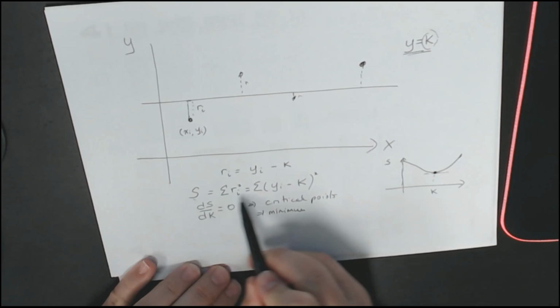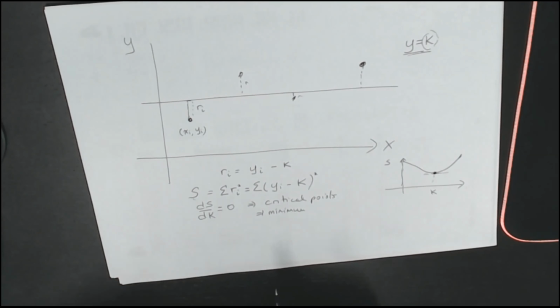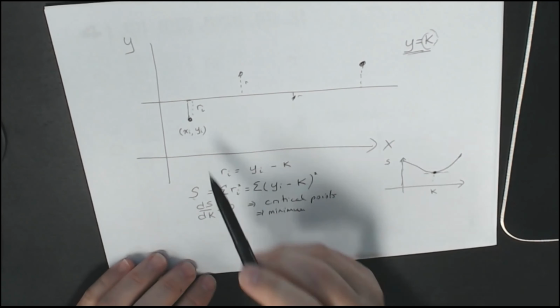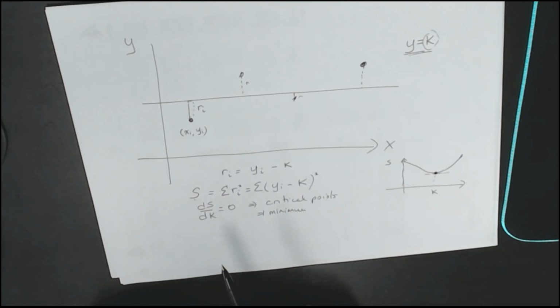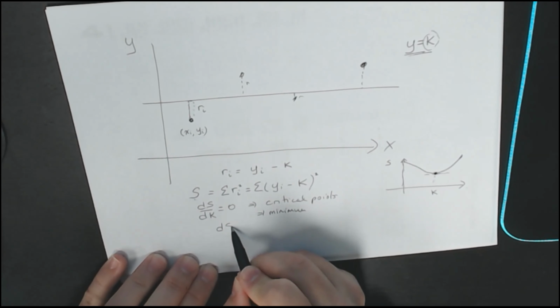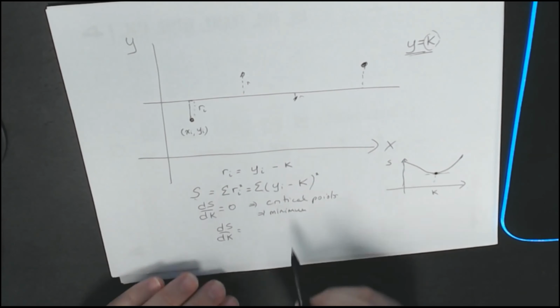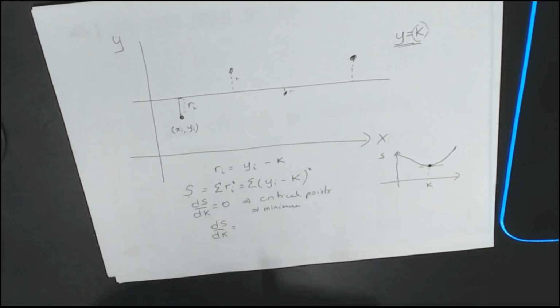Well, how are we going to find this for this expression? What we're doing is we're taking this equation right here, and we're taking the derivative with respect to k. In this evaluation, yi is just a number. It's known. It's the data points we're given. So if I want to figure out what dS/dk is, I'm going to take the derivative of this expression.